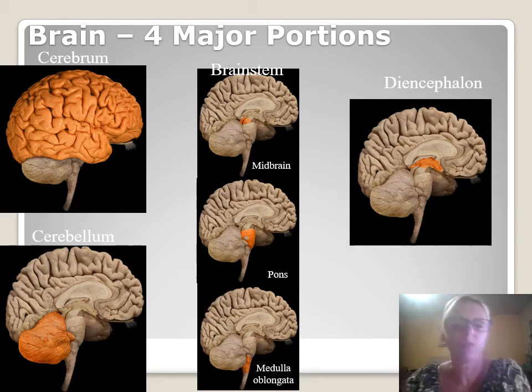You can see the cerebrum and the cerebellum, but more importantly, I wanted you to see the locations of the midbrain, which is part of the brain stem, the pons, and then the medulla oblongata, okay? And then here is the diencephalon.